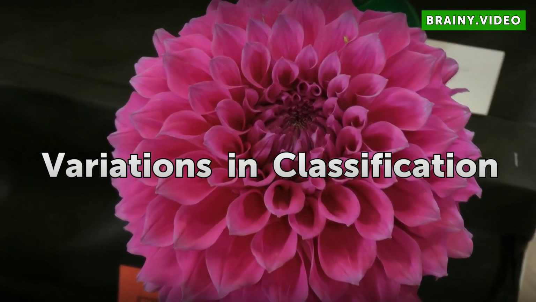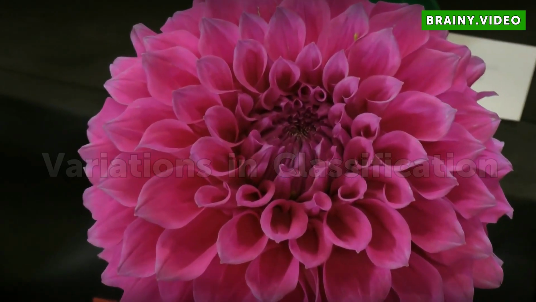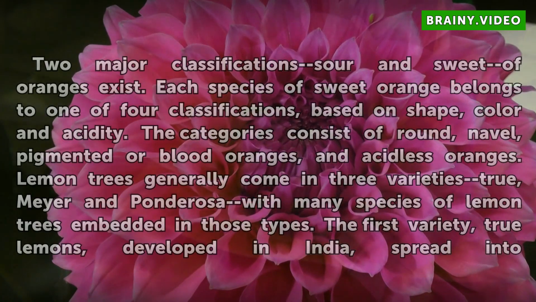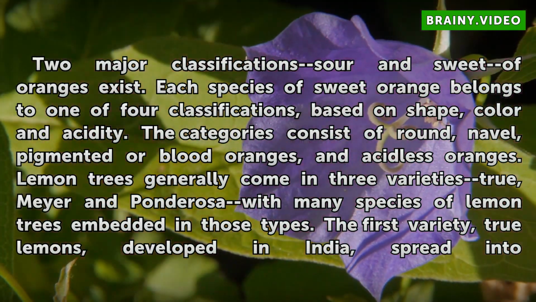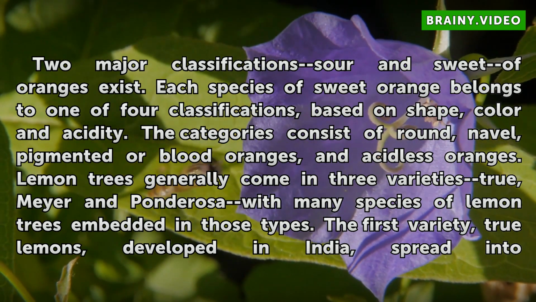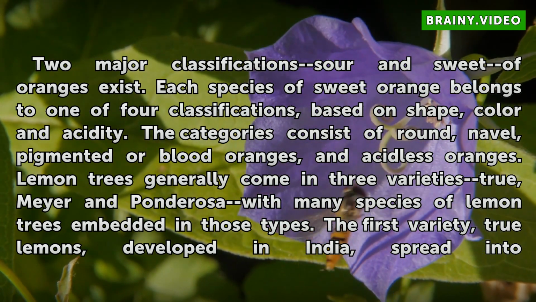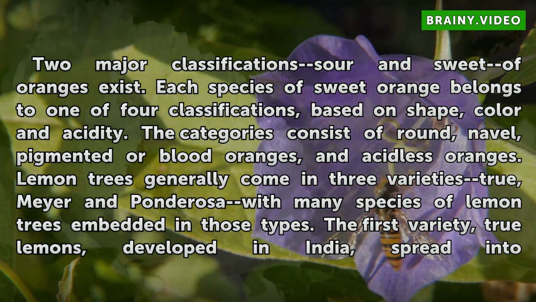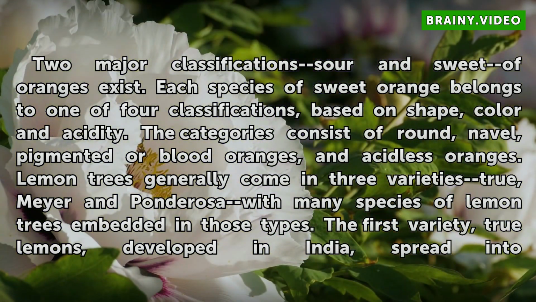Variations in classification. Two major classifications, sour and sweet, of oranges exist. Each species of sweet orange belongs to one of four classifications, based on shape, color and acidity. The categories consist of round, navel, pigmented or blood oranges, and acidless oranges.